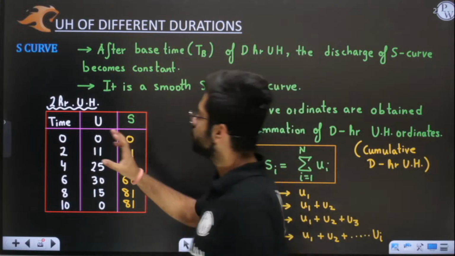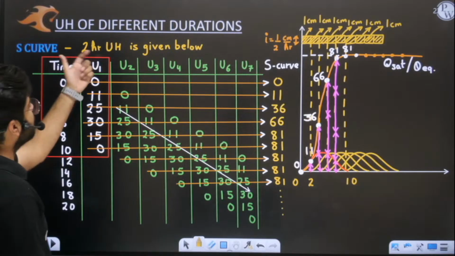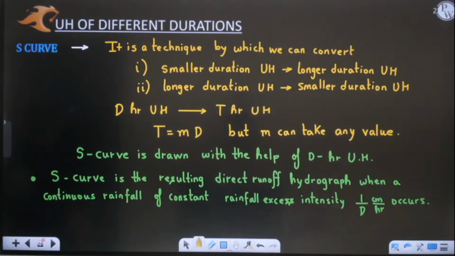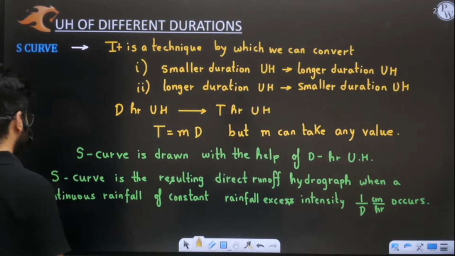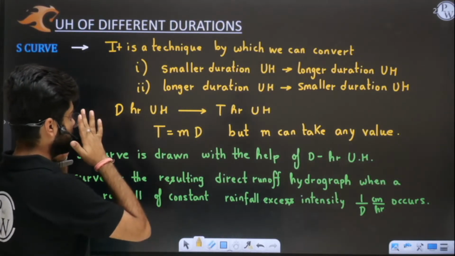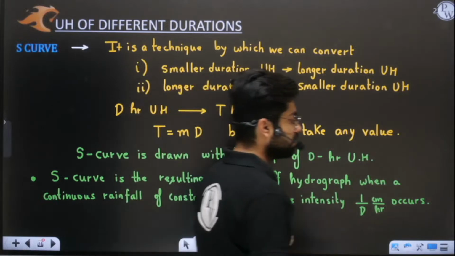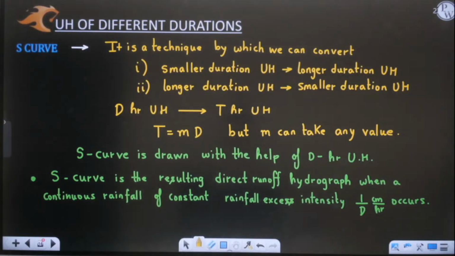So now we have understood how to convert a DR hour unit hydrograph into an S curve. We have understood completely what an S curve exactly is. We can convert it anytime. Now, its use is ultimately why we are studying the S curve: we have to convert a DR unit hydrograph into a TR unit hydrograph. So how will I do that? That I will now tell you.